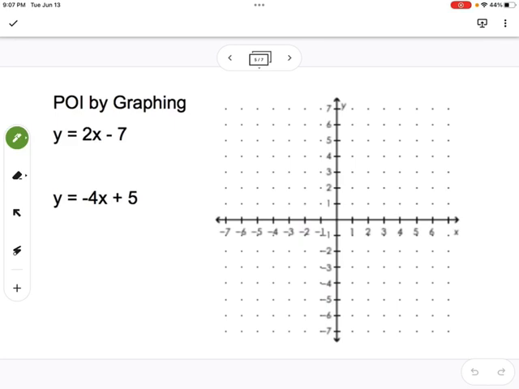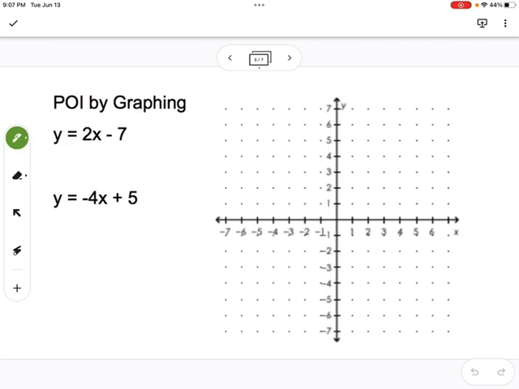Okay. And now that we are able to rearrange equations, graph our points, we need to look at the last thing, which is finding points of intersection. And a reminder that there are 3 methods to do this. We can find our point of intersection by graphing, by using substitution, or elimination.